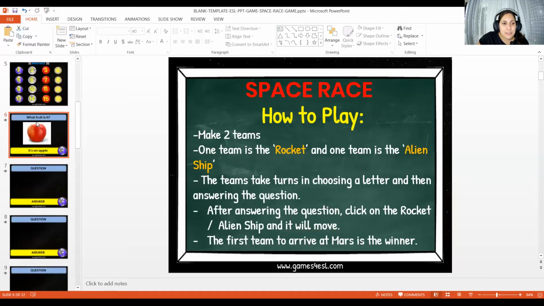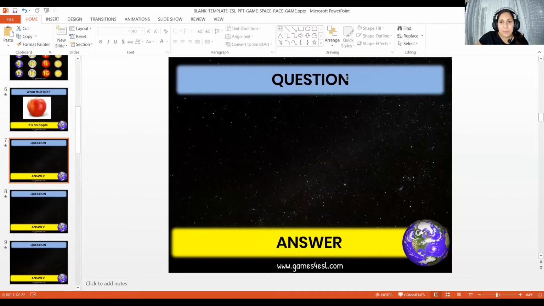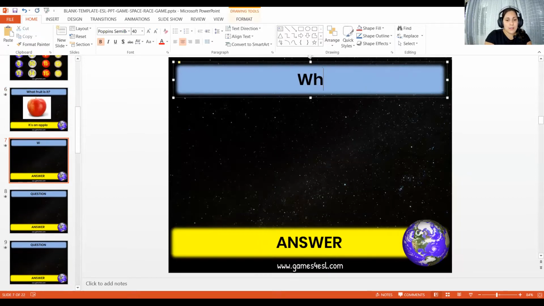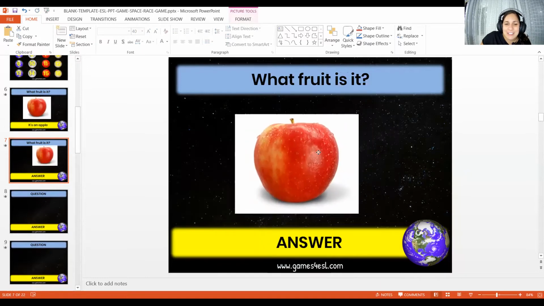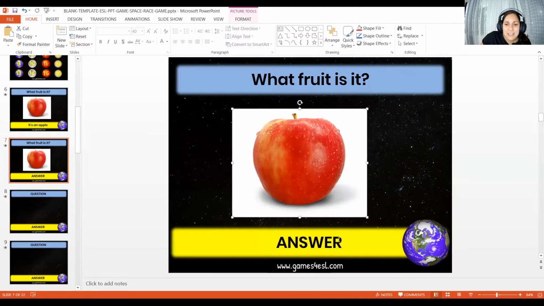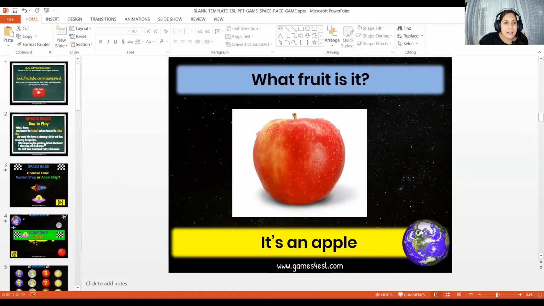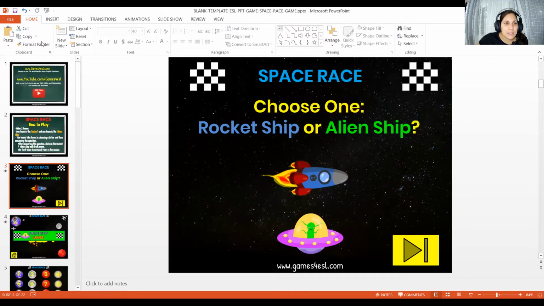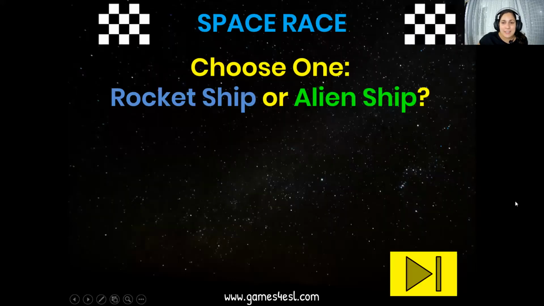So the first thing we're going to do is make a template. I'm going to use this one. I'm going to put, what fruit is it? I have the same picture. It's an apple, as I saved it earlier from Google. And I'm going to write here, it's an apple. Once we have that done, we can start our game. So how to play, and let's start.